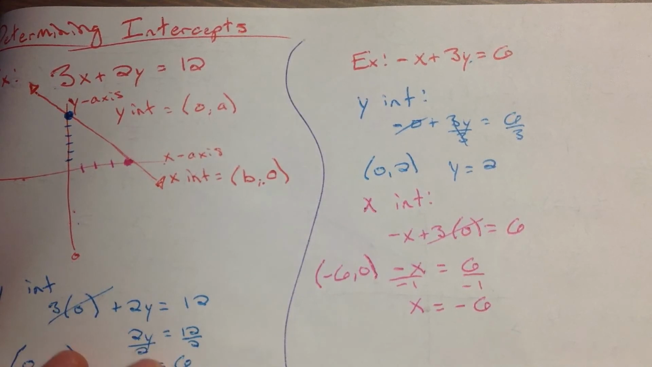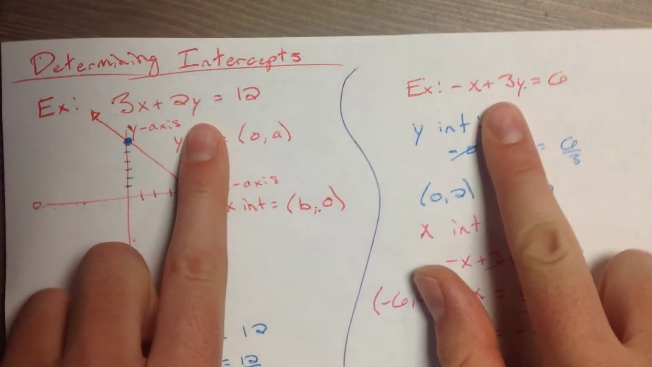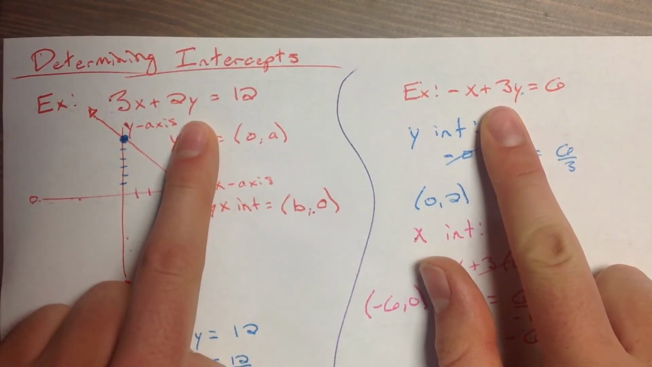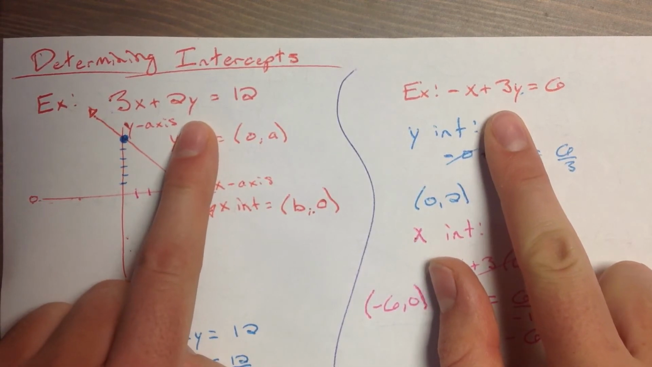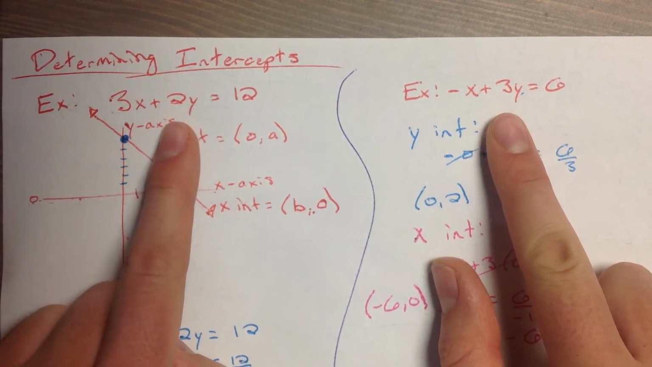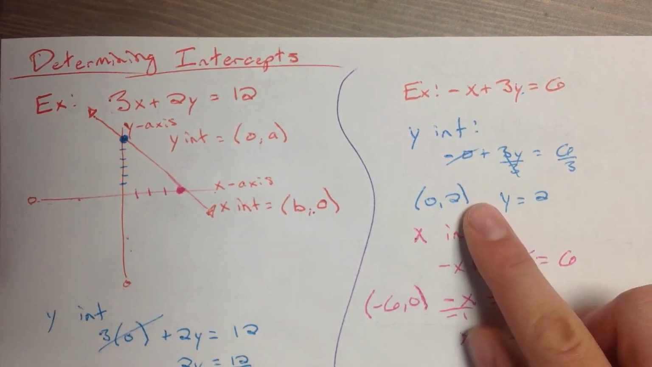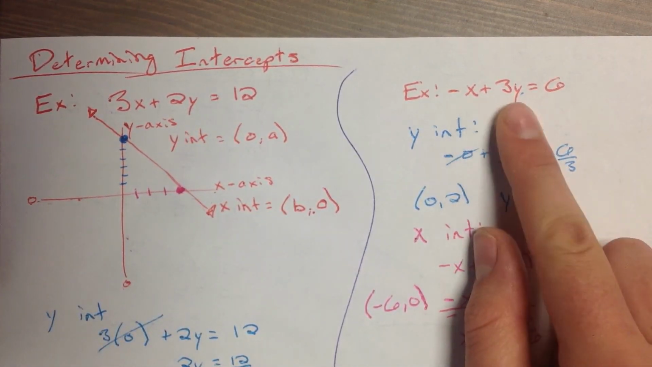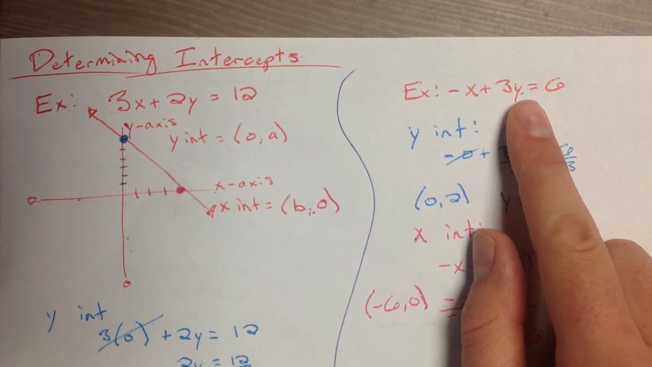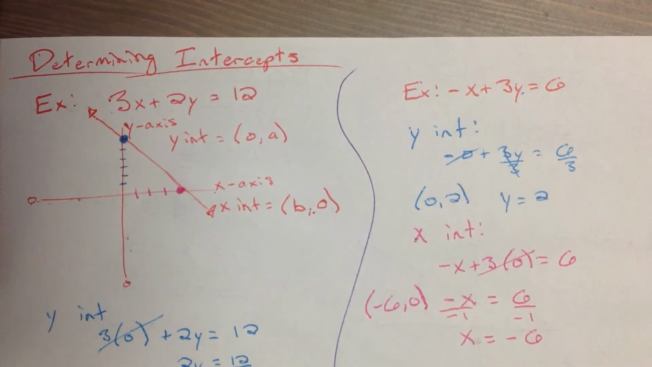Something to note, both of these equations up here are in what is called standard form. And so it makes it really easy to solve for intercepts when we're in standard form because we're able to make the other variable 0 and solve for the one we're interested in.